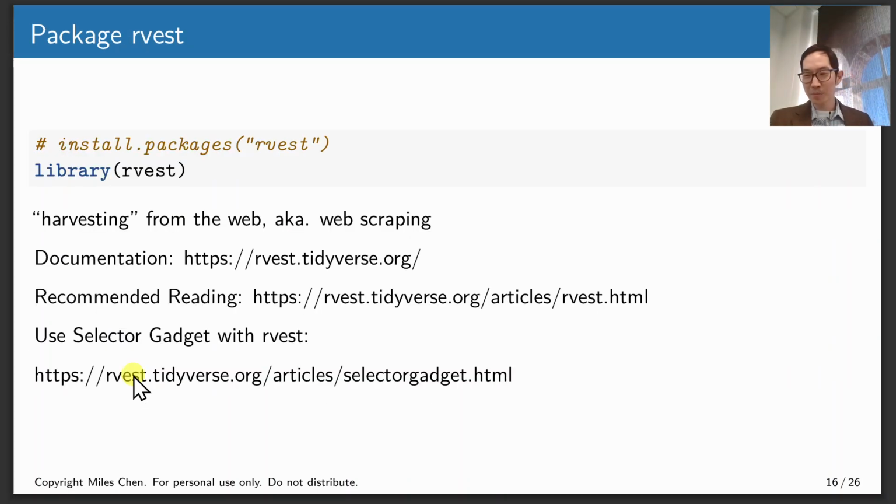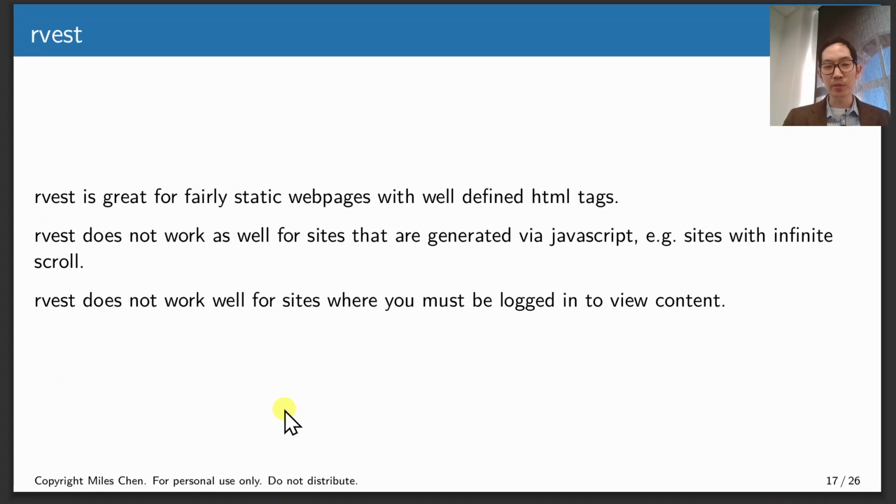Let me introduce package rvest. rvest is used for web scraping, or harvesting the data from the web. And there's a couple pieces that you need to use. You'll download rvest, and you'll need to install something called the selector gadget for rvest to work, as far as selecting the bits of information that you will use.